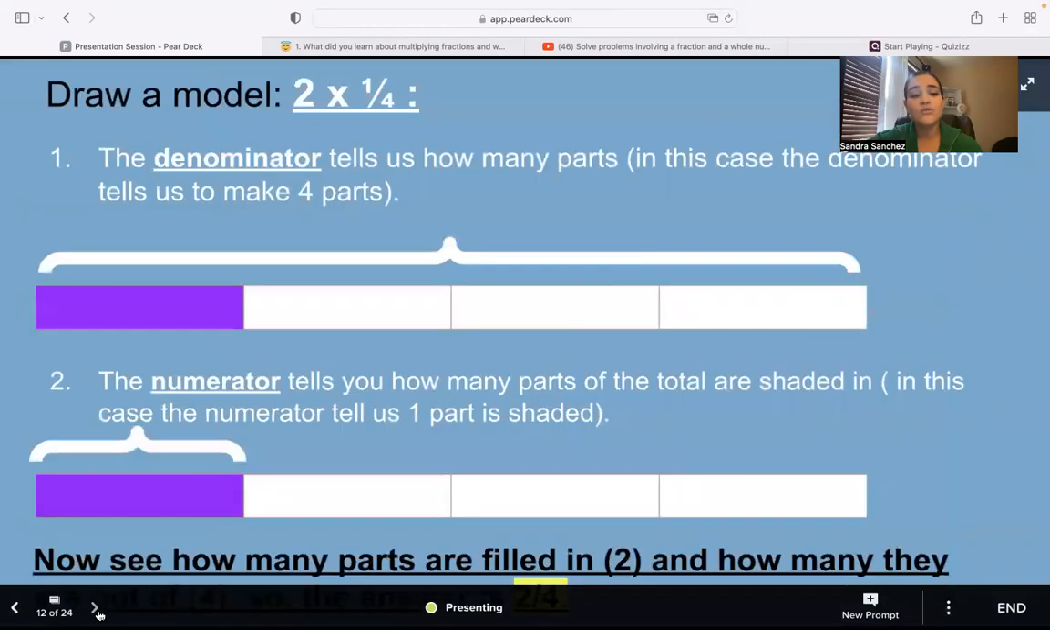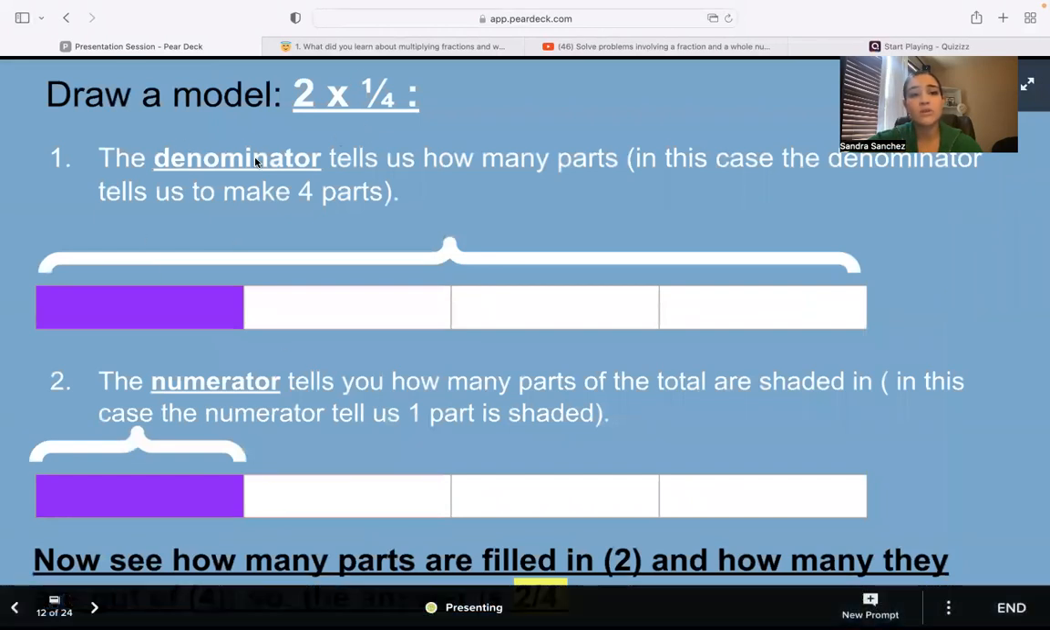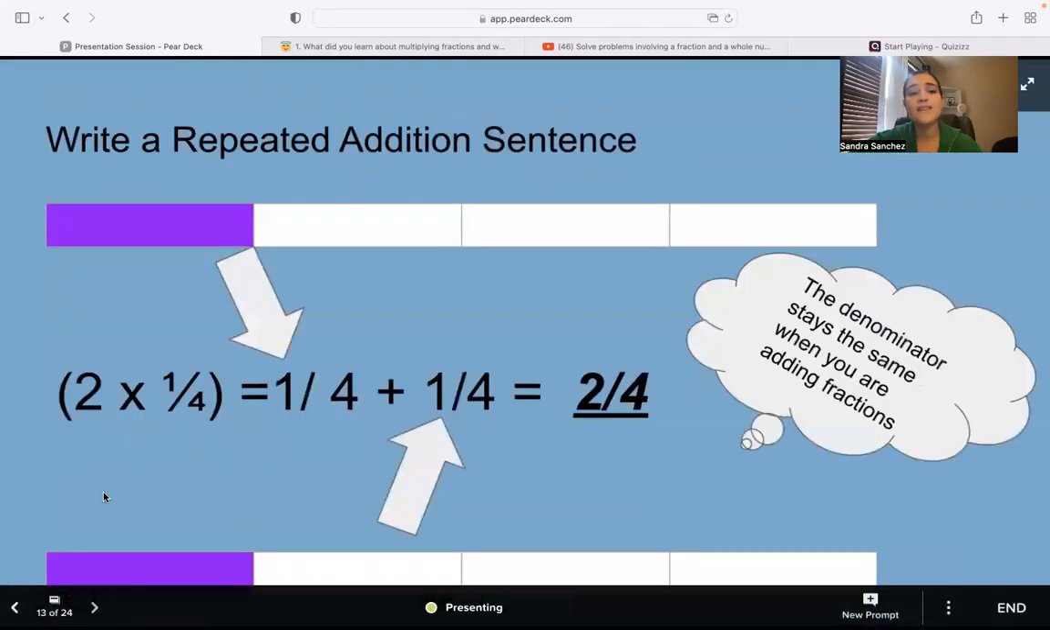And after this short video, I will provide an equation like 2 times 1/4, and I will show them step by step how to use the strategies to figure out the answer. For example, in this case, I will show them how to use the model strategy and then how to use the equation or repeated addition strategy.